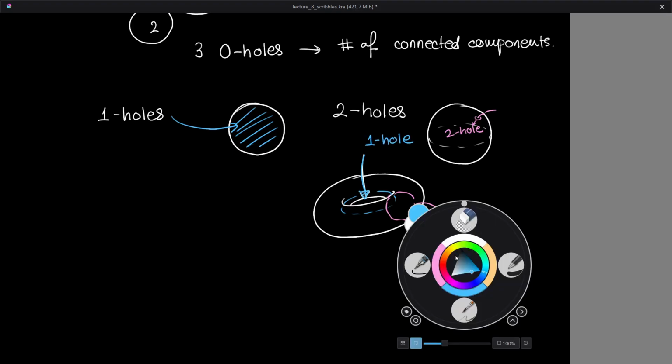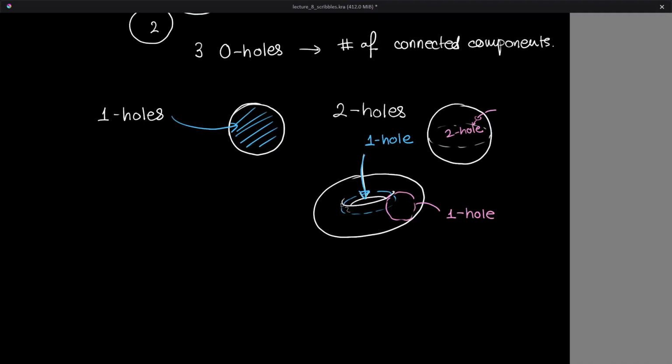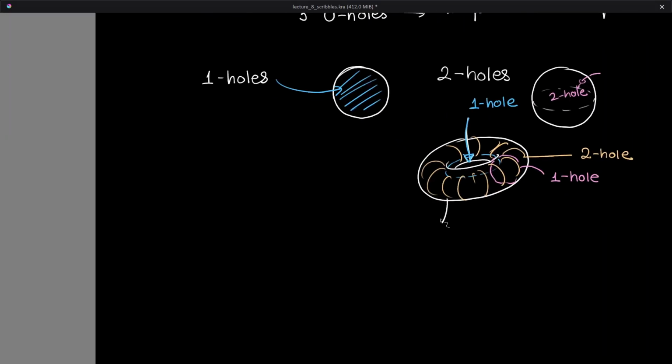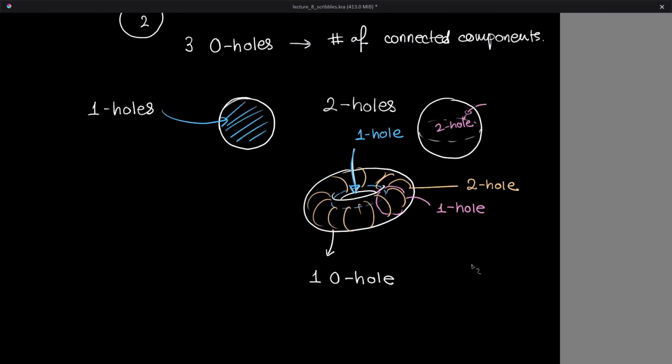And it also has a cavity, right? It also has the cavity that is wrapped by the entire surface. So the donut also has a 2 hole. In fact, it has 4 holes. The whole manifold is one connected component, so it has a 0 hole as well. So that is how you kind of understand holes on a manifold.